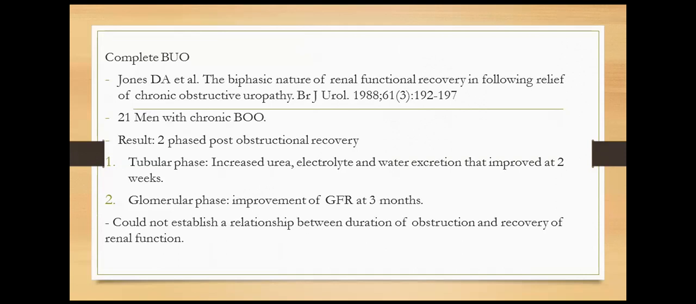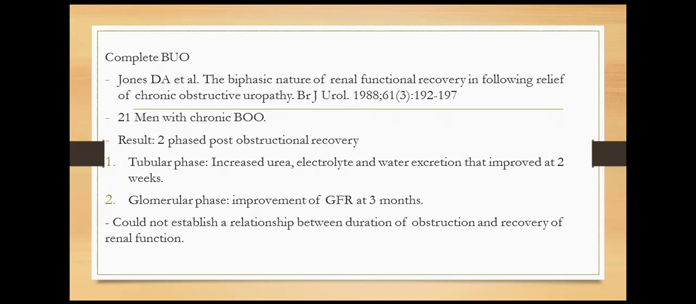With one man, they looked at his bladder outlet obstruction, and they noticed this phase of structural recovery, tubular phase, glomerular phase. They noted that the first phase usually lasts about 2 weeks, and it's marked by an increase in urea, electrolytes, and water excretion, but that will improve in 2 weeks, and one can link it to the slides. This is still in the pathophysiological changes.